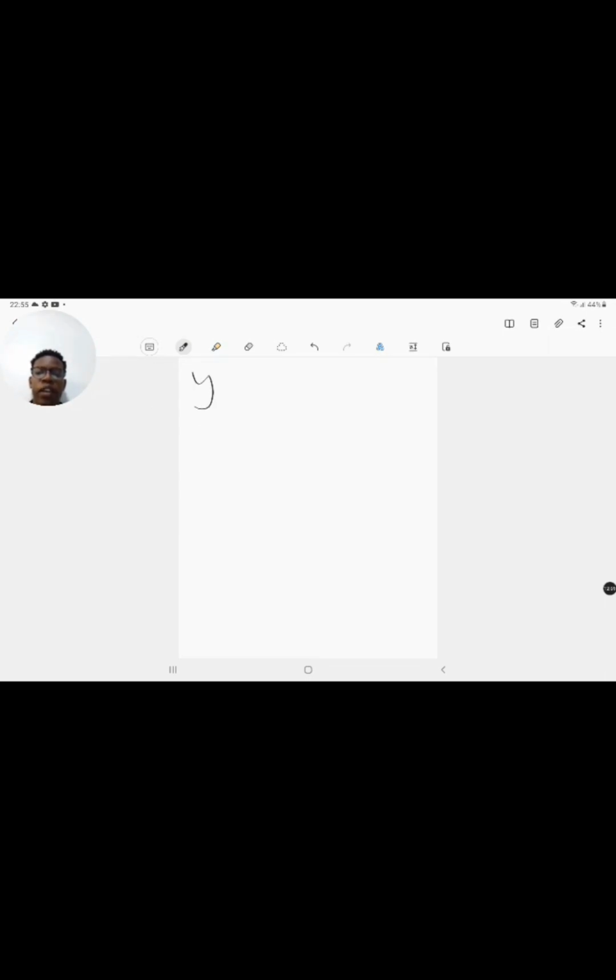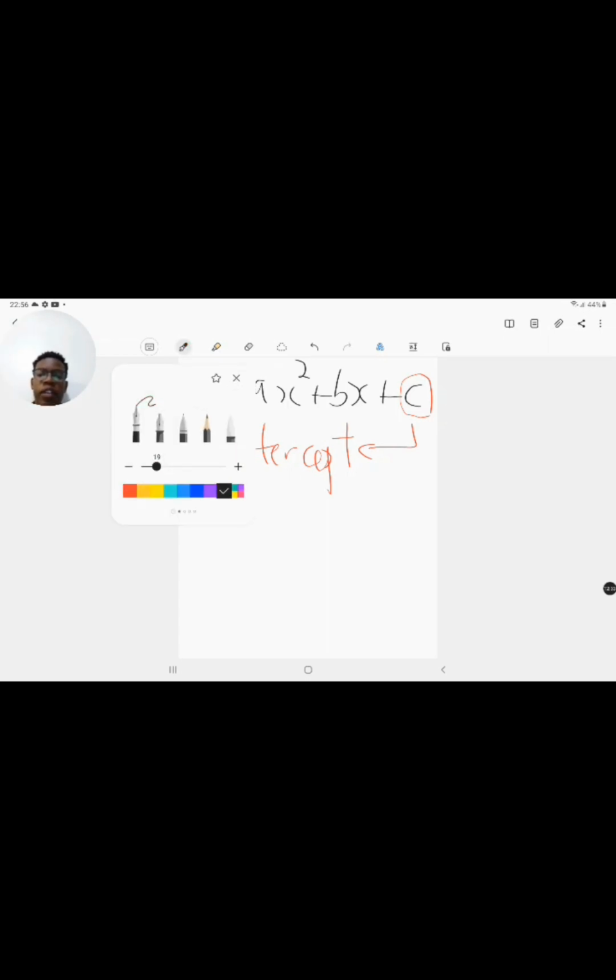Our standard form, again, is y is equal to ax squared plus bx plus c. So we know what a is. Now let us address what c is. c is our y-intercept. Now, what is our y-intercept? I covered this in a separate video, but I'm just going to explain it again. The y-intercept is the y value.